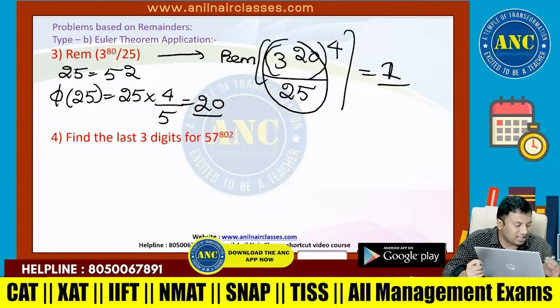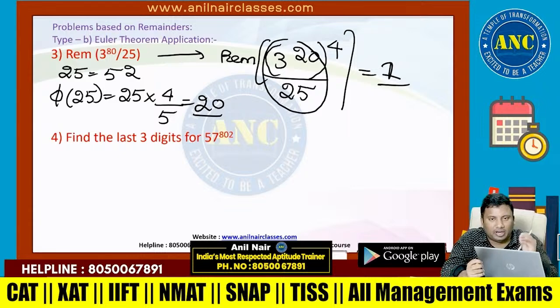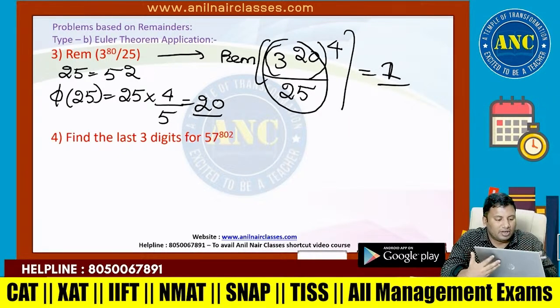Rajat, I will discuss that doubt also. Shiva, yes, you have understood it right. 3 power 20 power 4 divided by 25. 1 power any number, it is 1. Fourth one. First we will see the concept.